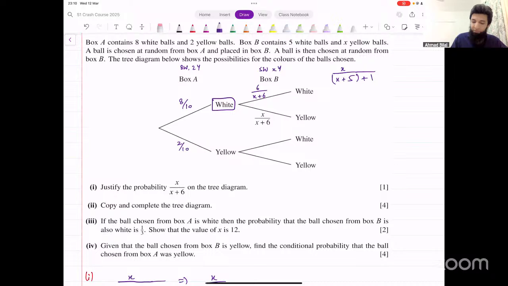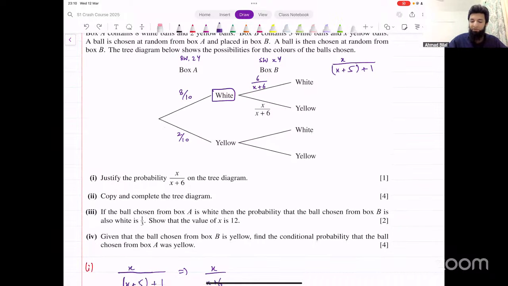So this probability is going to be 6 over x plus 6. Similarly, we can complete the rest of the tree diagram as well. If you select a yellow ball the first time, the second box has 5 white balls. That was the number that we initially had. But then we had x yellow balls initially. How many yellow balls would we have now? There were x earlier. We have 1 added to that. Now we have x plus 1 yellow balls.